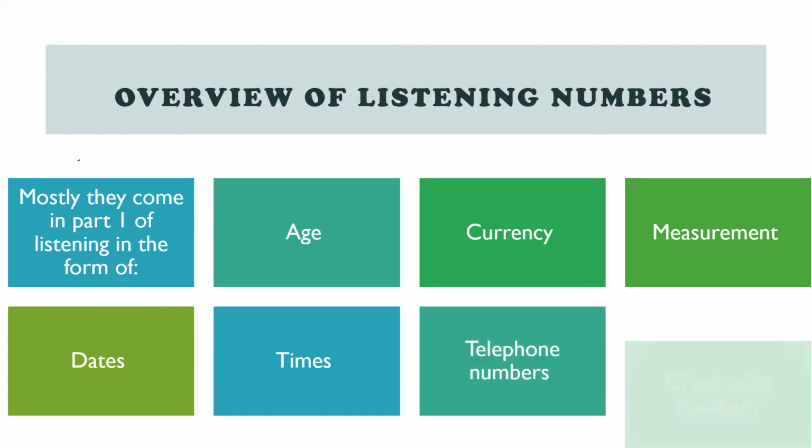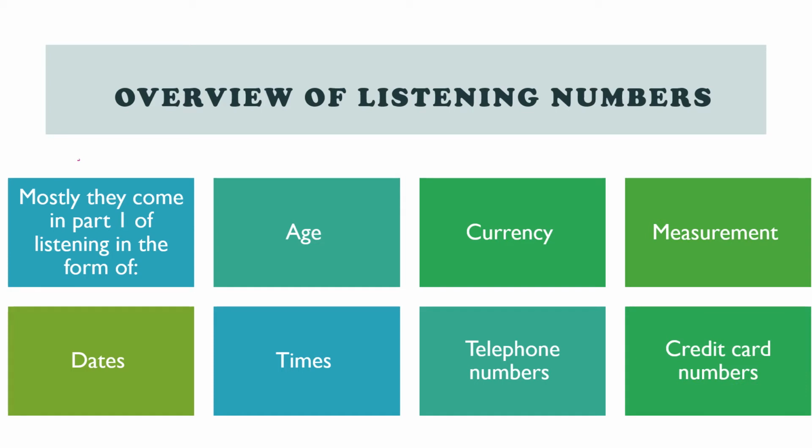Telephone numbers. And last is credit card numbers or your email IDs. It can be either credit card numbers or email addresses. So they are not that frequent, but yes, they do come. So let's see one by one how we can listen to them.